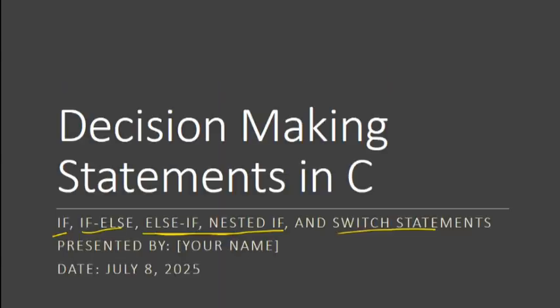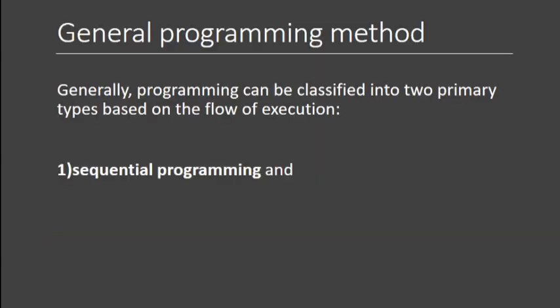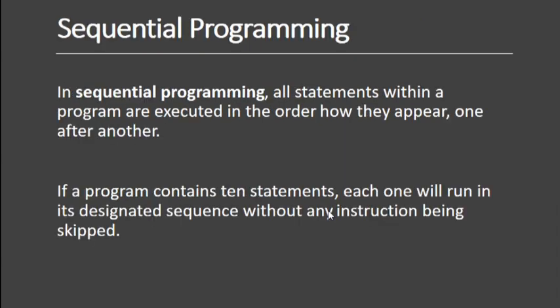Before going to discuss decision making statements in C, first I would like to discuss the general programming method. Generally, programming can be classified into two primary types based on the flow of execution: sequential programming and control statement programming. So there are two primary methods that decide the flow of execution. First one is sequential programming. Second one is control statement programming.